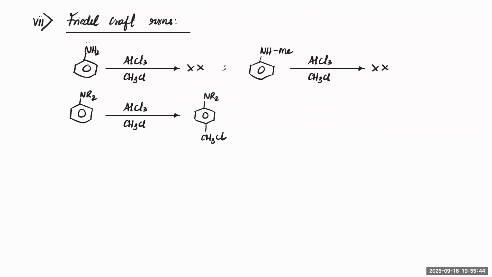And lastly, Friedel-Crafts reactions are not observed with aniline because NH2 is an extremely strong donating group. Strong donating groups or strong withdrawing groups do not give Friedel-Crafts reactions. But if you have NR2, although it is a strong donating group, there is no hydrogen present on it. Hence, this will give a para substituted product here.